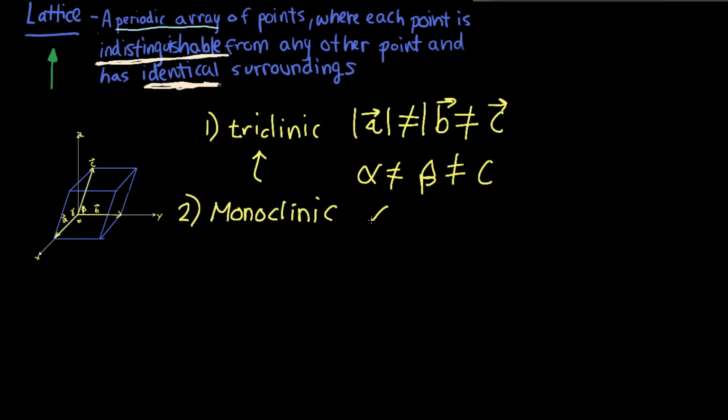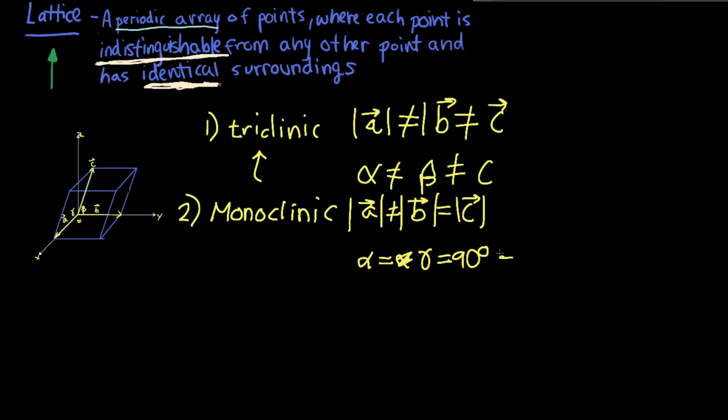In this case, a, I'll draw my a a little better, a is not equal to b. It's not equal to c once again. But in this case, alpha is equal to gamma, and they are both equal to 90 degrees. Neither of these angles are equal to beta. So again, there are very few monoclinic crystals.